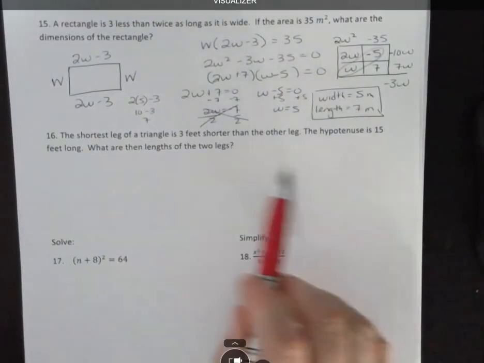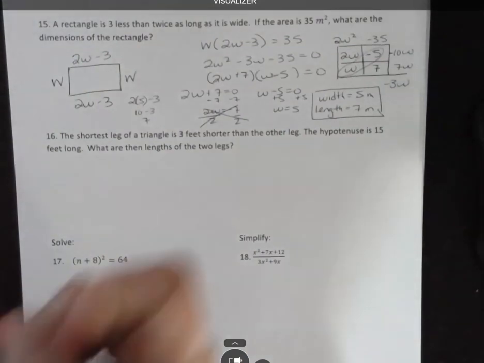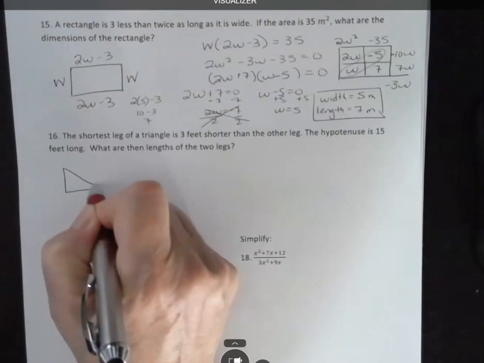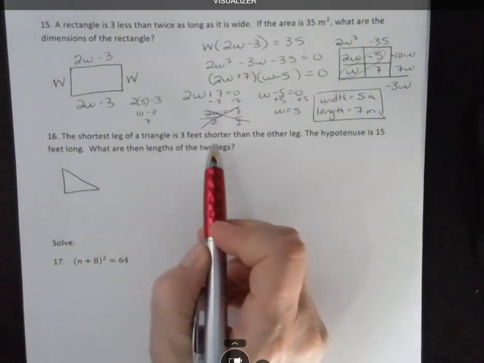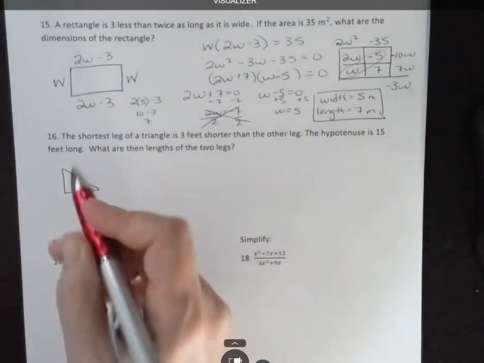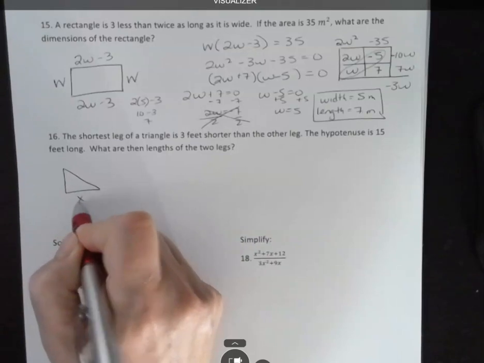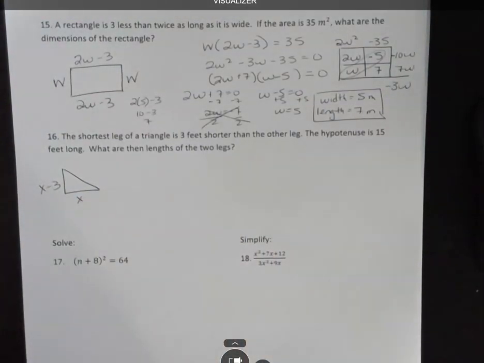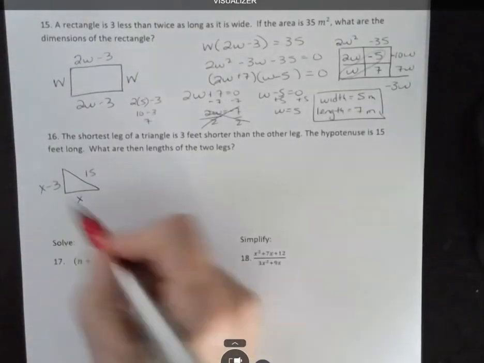In the second problem, oops, I left out the word right triangle. Just trust me on that, but I meant to say right triangle, and yours on the test, if it was a right triangle, would say it. It says the shortest leg is 3 feet shorter than the other leg. So let's say that this is the long leg here. We're going to call it x, and 3 feet shorter than that is x minus 3. And the hypotenuse is 15. What are the lengths of the two legs?